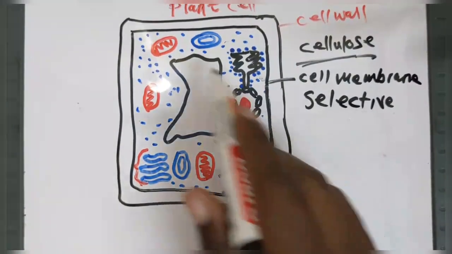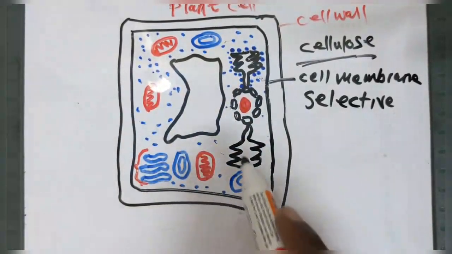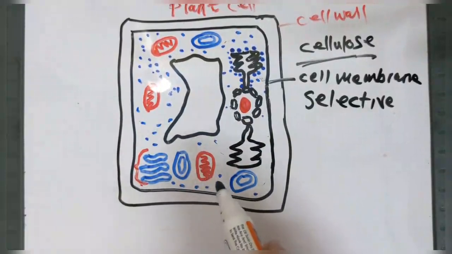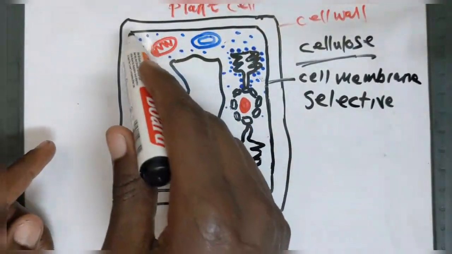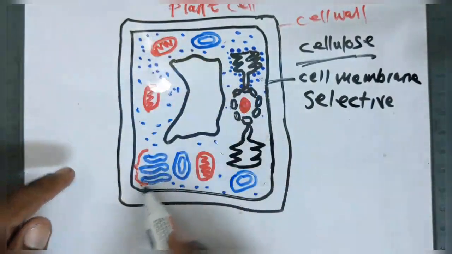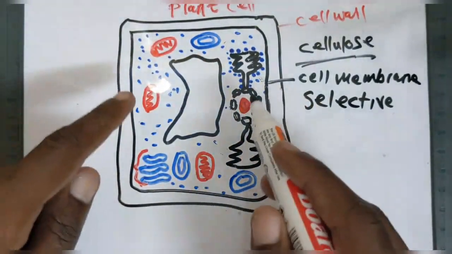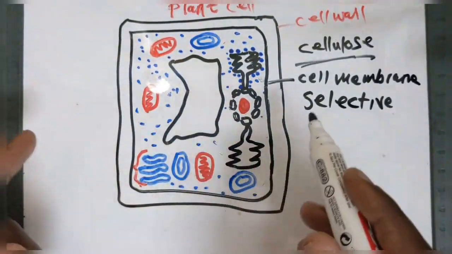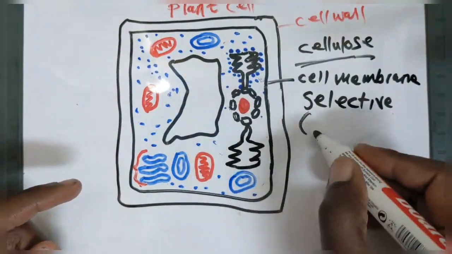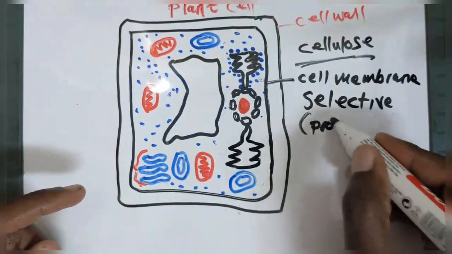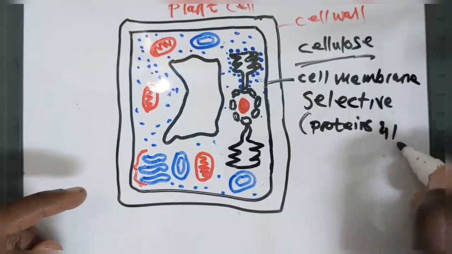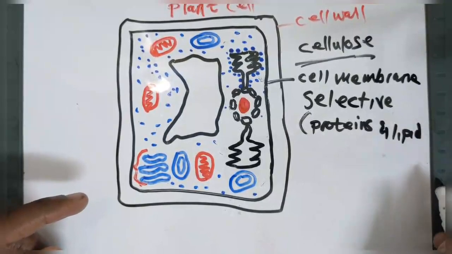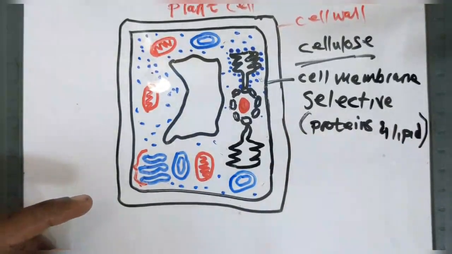So now, what are those substances that can enter and leave the cell? What are those substances which the cell membrane allows? Let me start with what it is made of. You might be asked questions such as, what is the cell membrane made of? It is made of proteins and lipids.